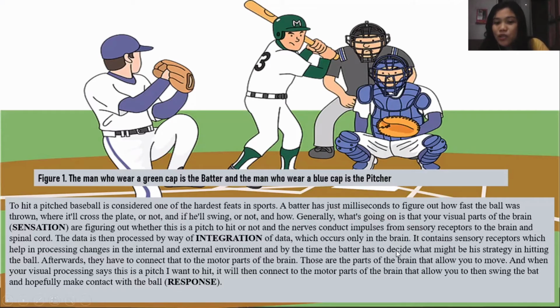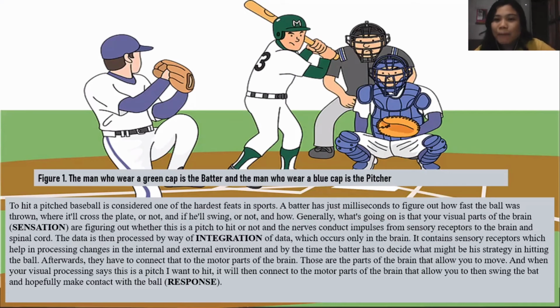And by the time, the batter has to decide what might be his strategy in hitting the ball. So that is the moment after we use our sensation, we start thinking about our strategy or the process we will do in order to hit the ball. Right? We use integration. The integration is the part where we think or decide what to do. We have to be very quick because in baseball everything happens very quickly. In a blink, the ball has flown already or you missed the ball.